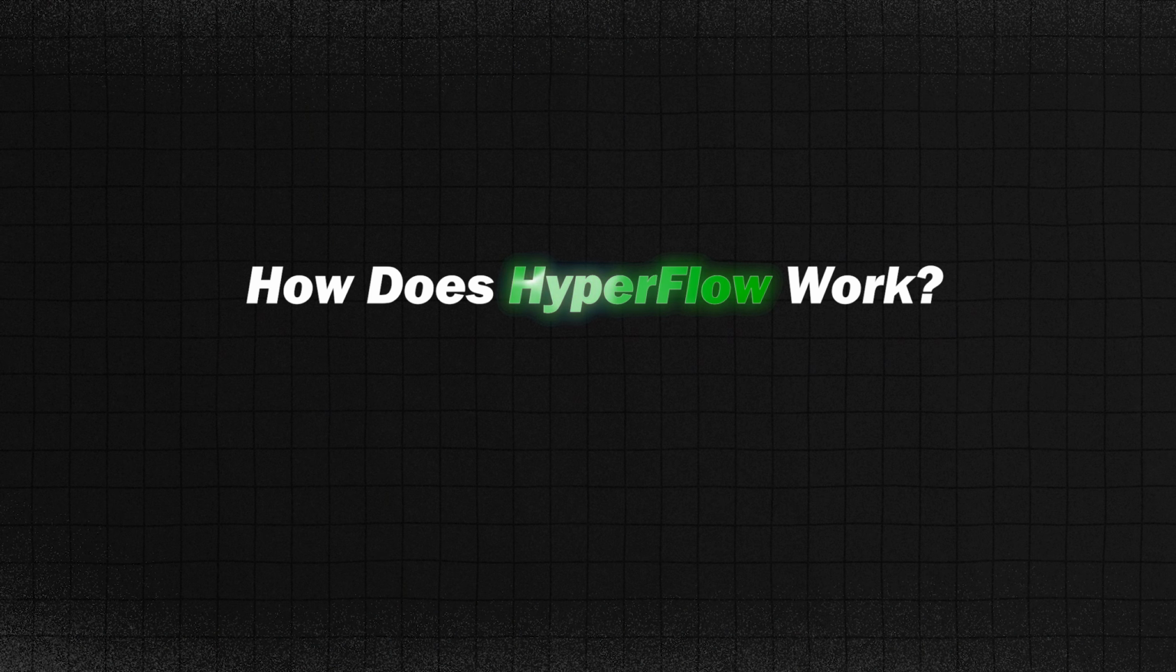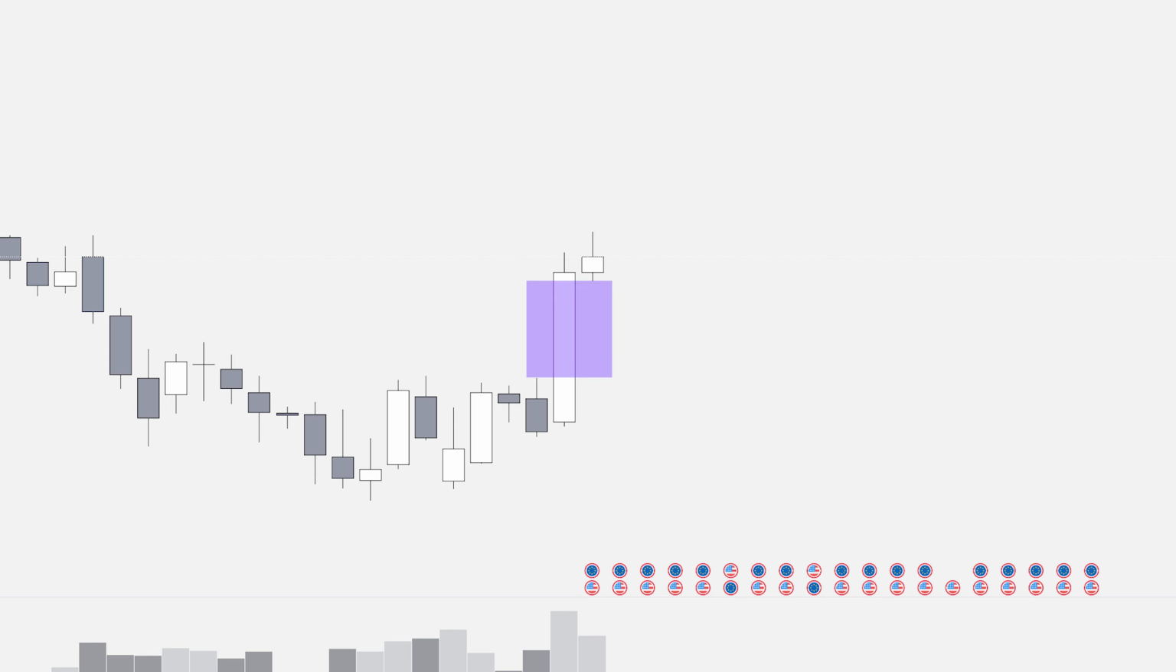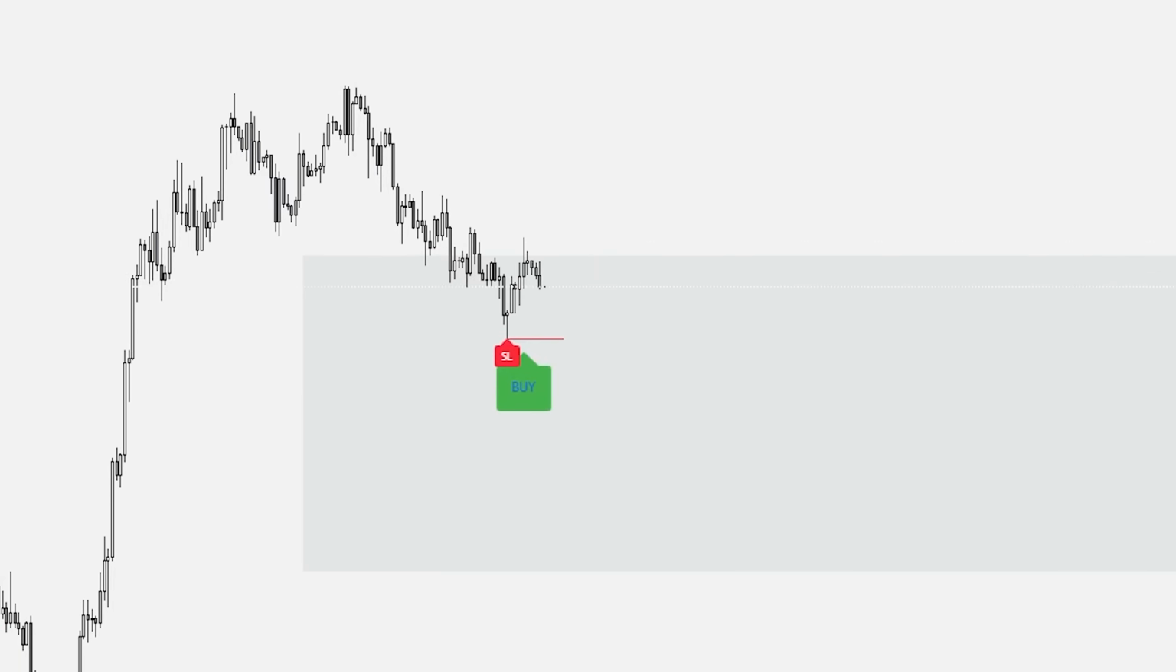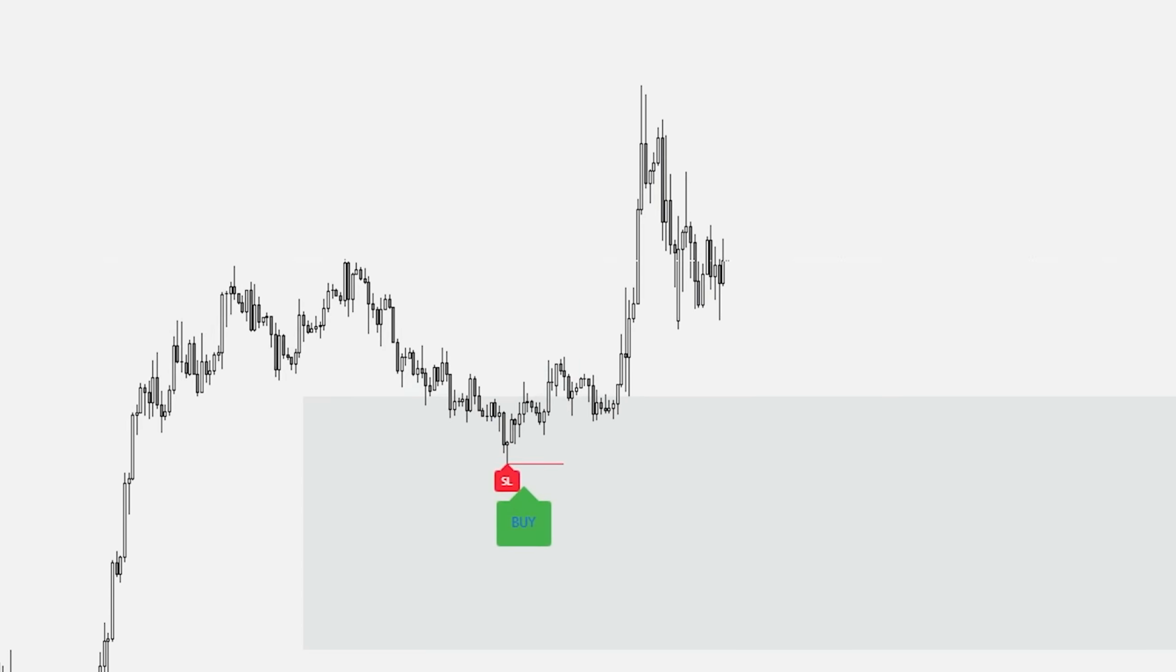So how does HyperFlow actually work? It's simple, but very powerful. We're looking for higher time frame fair value gaps, the big moves, and the market's true intention on where it wants to go. Then it uses your lower time frame to pinpoint your precise entry.